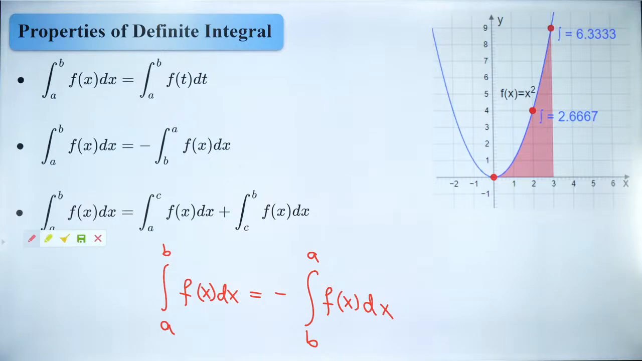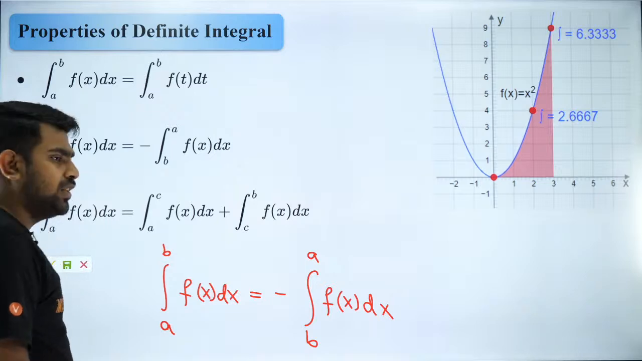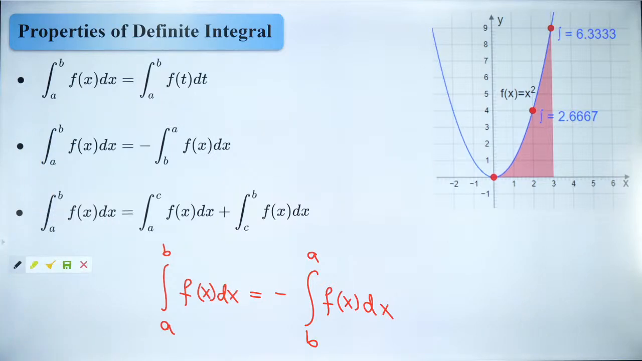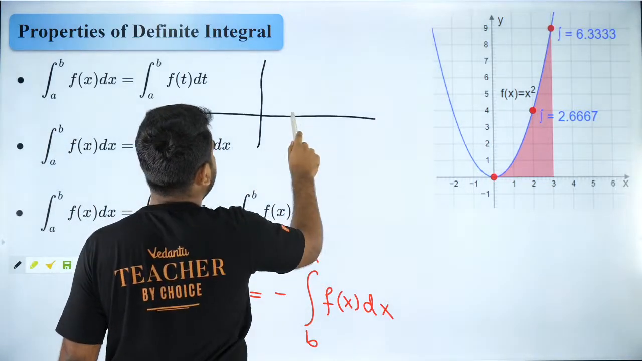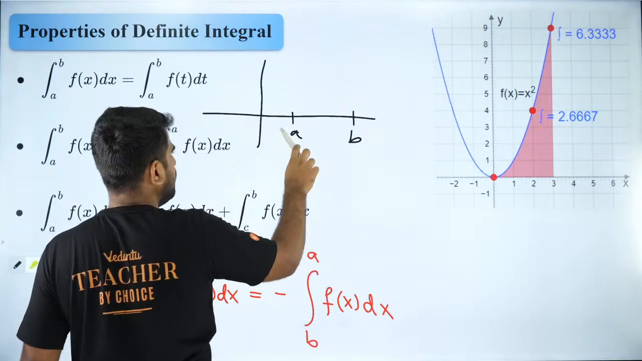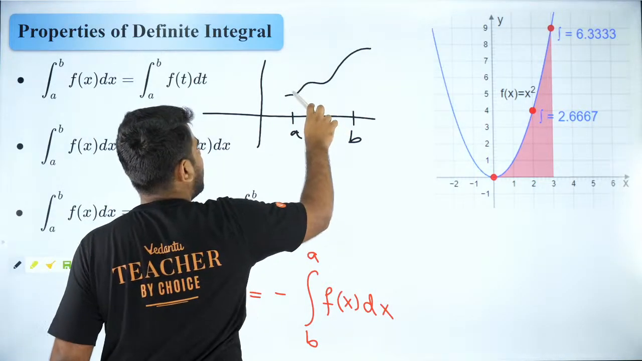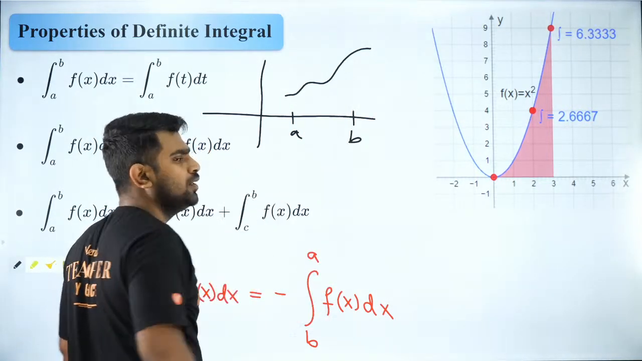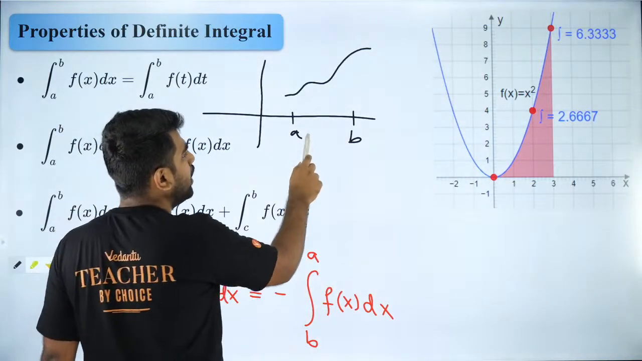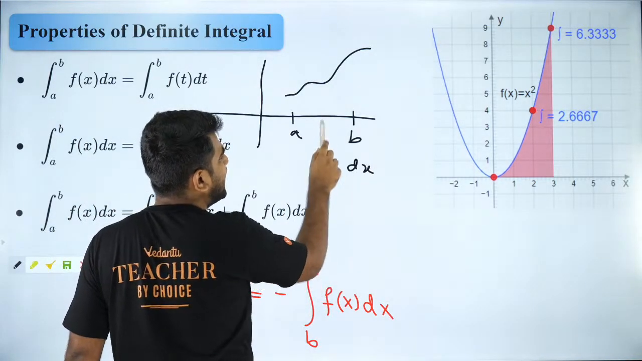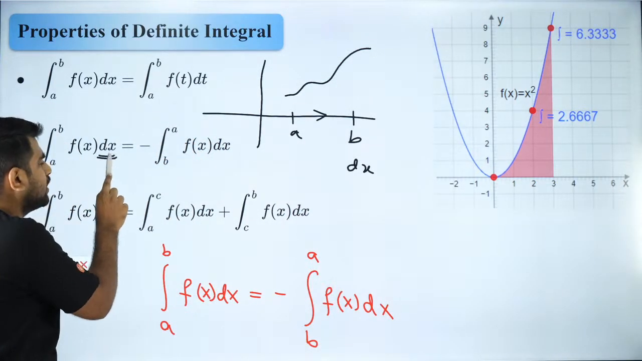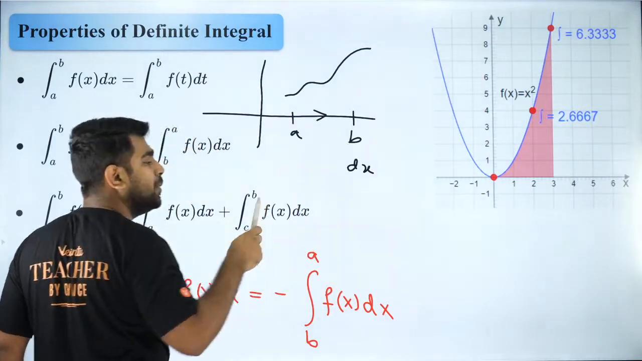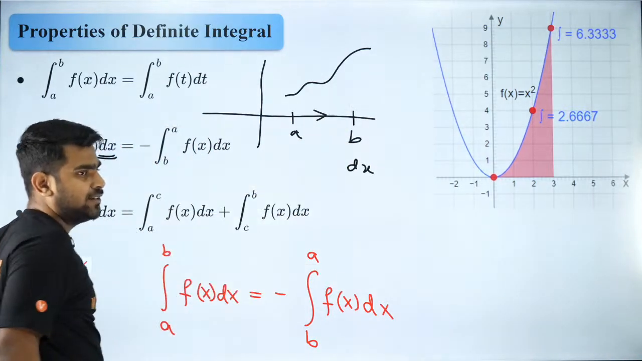Everybody? Perfect. So now the third property is very interesting. Why minus? Because, Sonu, you look at it now. Let us say A is here, B is here. Going from here to here, the area will be positive, because the dx direction is also this. Everybody knows that. What is the direction of dx? The direction of dx is to the right, because x increases on the right hand side.